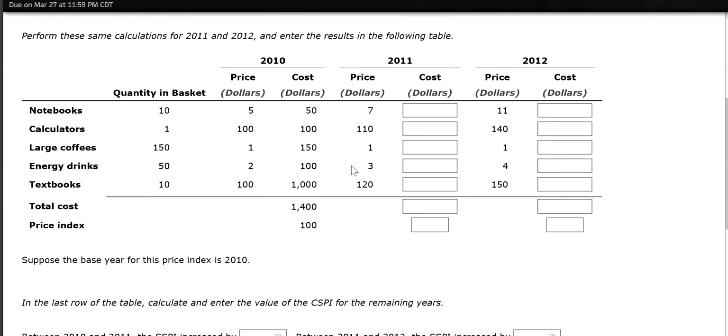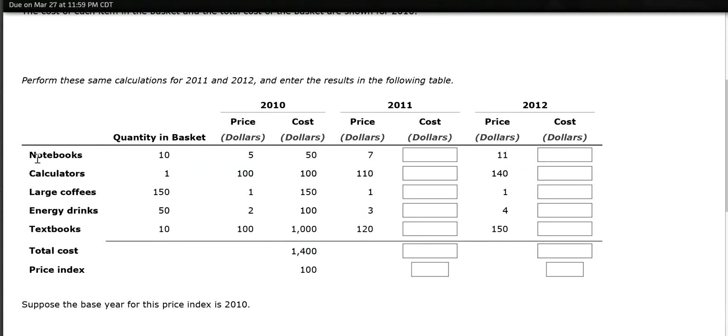And let's complete this table over here. So we have all the goods over here: your notebook, your calculator, large coffees, energy drink, textbooks, total cost, and price index. And then the first one asks you to find the total cost of each item in 2010.